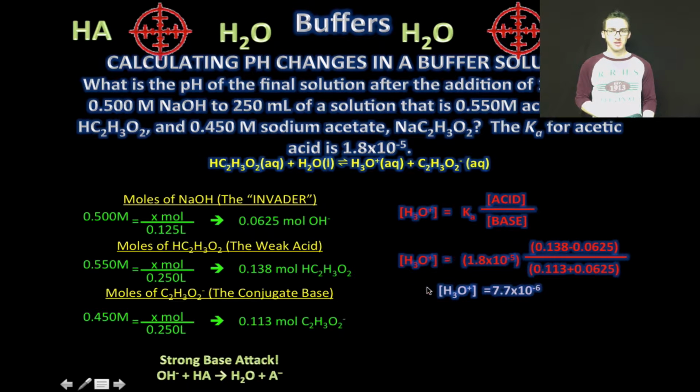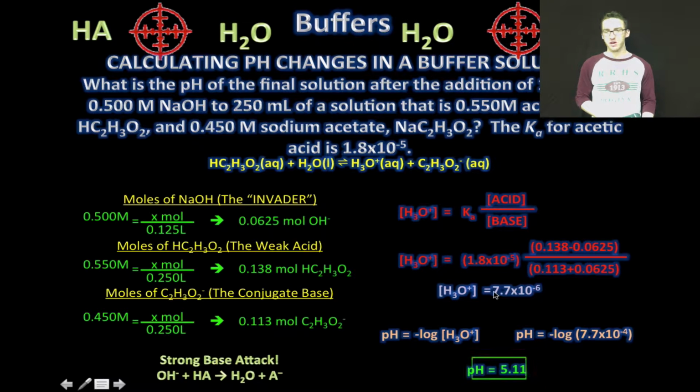So just plug this into your calculator to solve for hydronium ion concentration, 7.7 times 10 to the minus 6 molar. Using your pH equation, which is equal to the negative log of your hydronium ion concentration, you can determine the pH of your buffer system to now be 5.11.